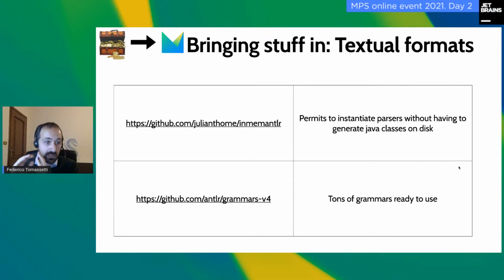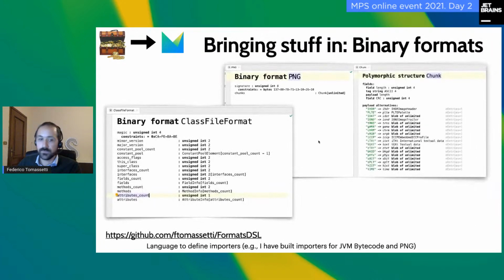That's much easier. Another repository that you should be aware of is Grammars-v4, which contains simply hundreds of grammars. So it's very possible that if you want to parse some common format, there is already a grammar that you can use. By combining these two projects with the capabilities of ANTLR, you can import relatively easily into MPS any kind of textual thing.